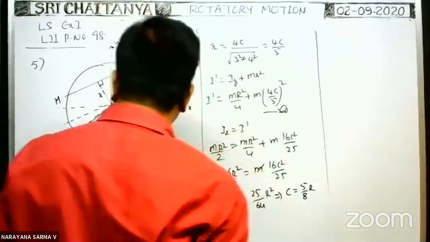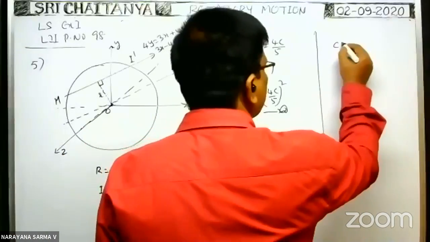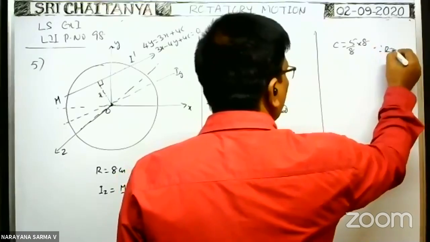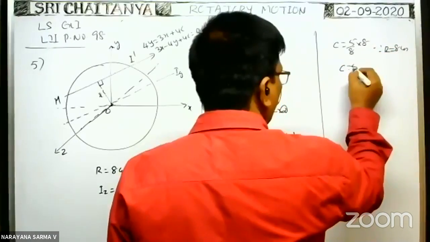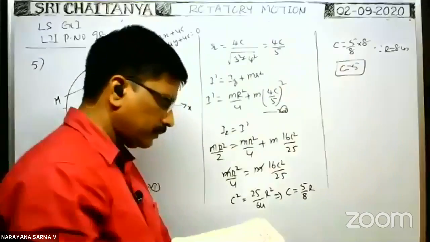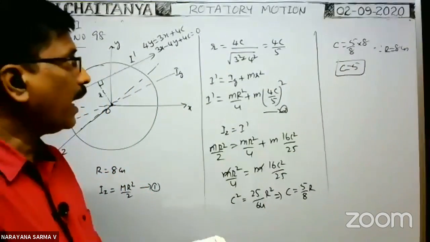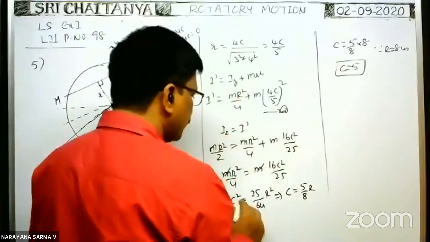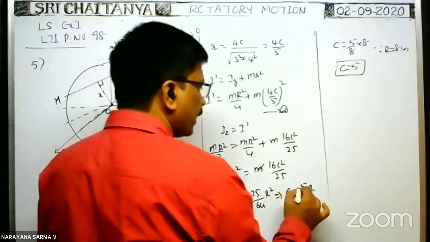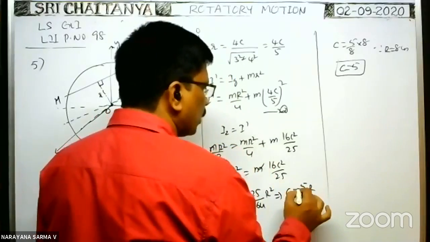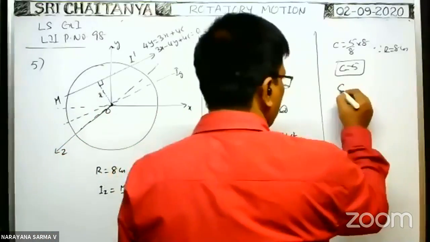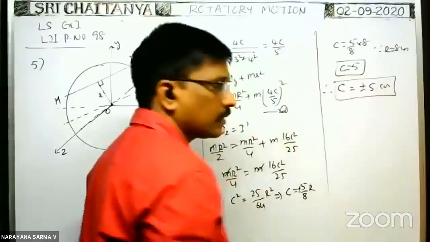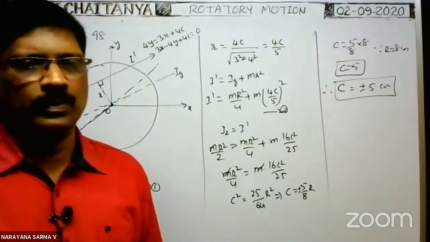But R is given, the radius is 8 centimeter. Therefore c is equal to 5 by 8 into 8, so c is equal to 5. Here c square is equal to this, so c can be taken as plus or minus, because it is the square root. Therefore c is equal to plus or minus 5 centimeter. So this is the problem, and it is also one important problem for advanced level.